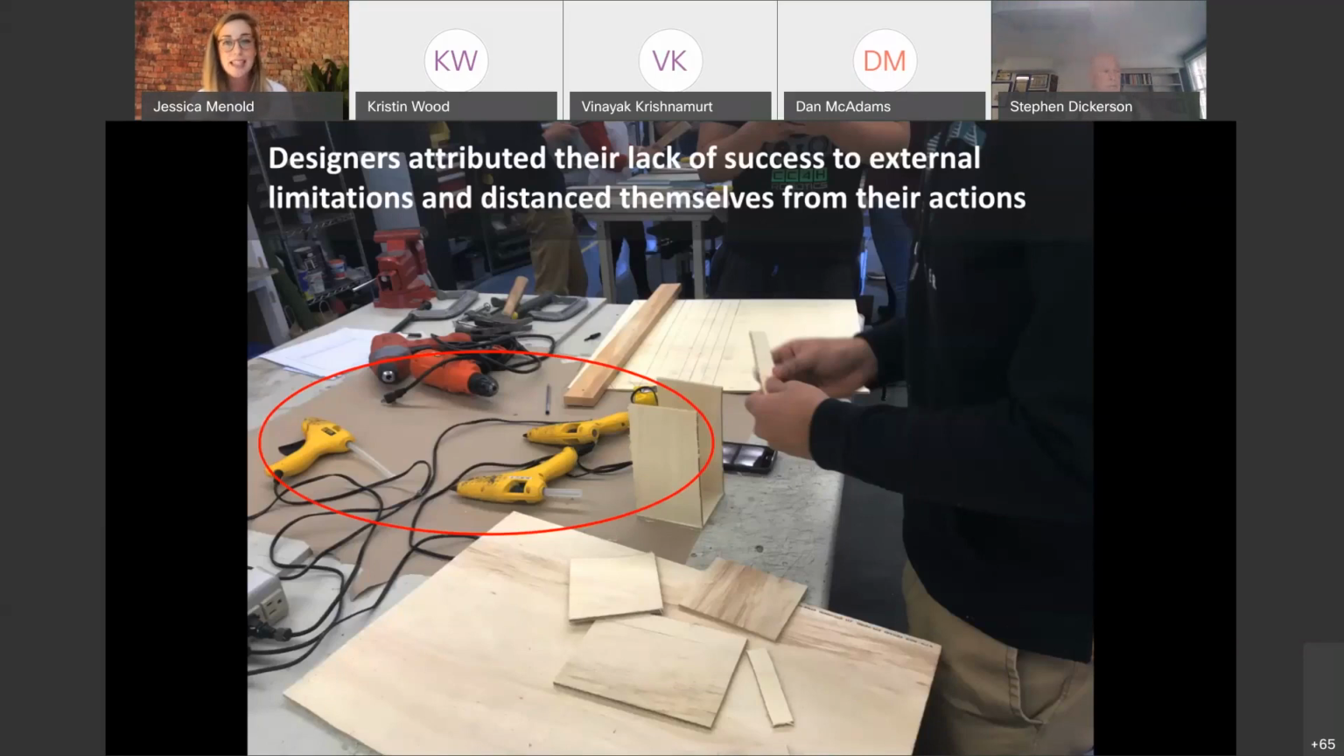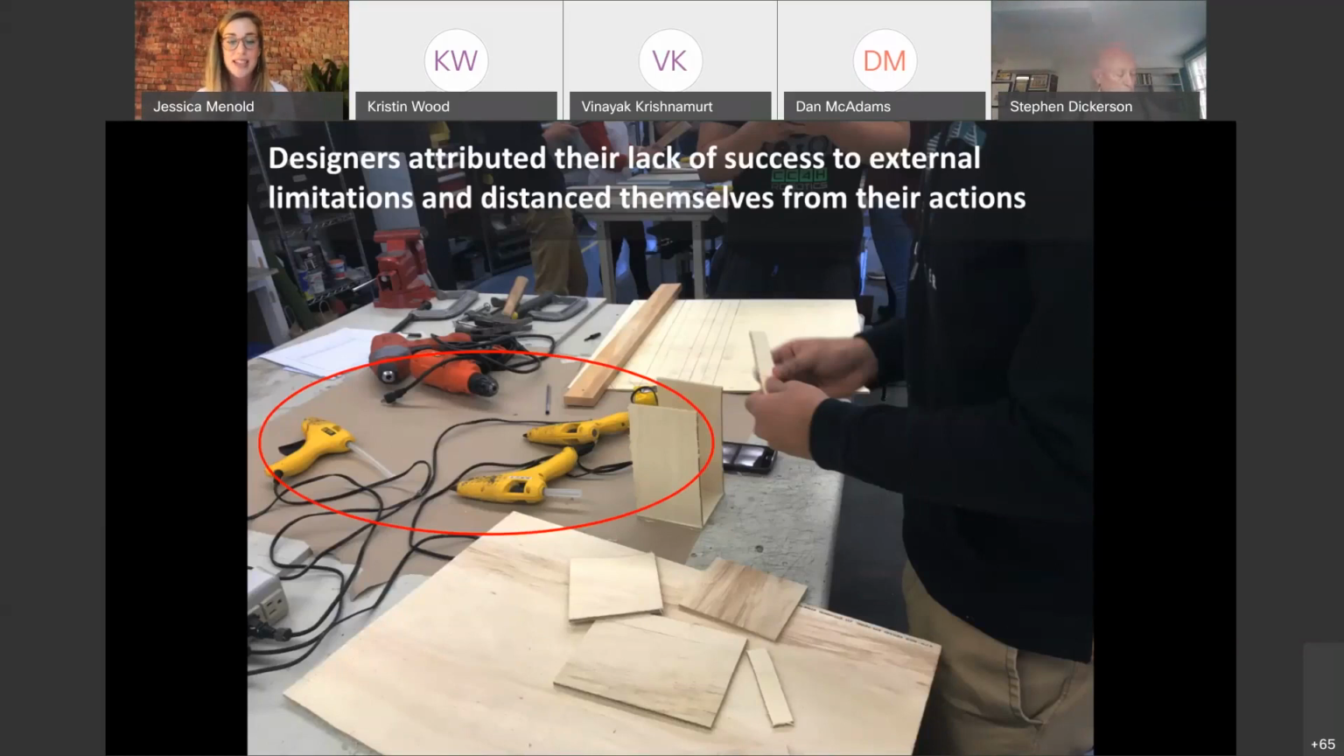We also saw that designers had this tendency to blame external factors on failures, even in cases where it was abundantly clear that these external factors had little to do with their own design decisions. So we recorded audio and video of these design experiments, and we're conducting some natural language processing on some of the audio, in some cases finding some really interesting phenomena.